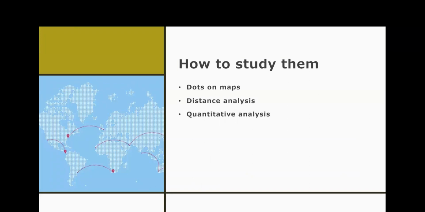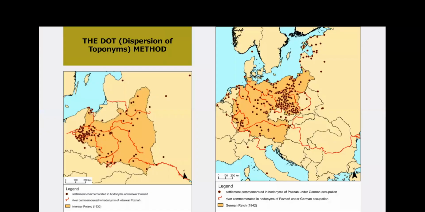What patterns can we expect to reveal? I came up with 3 ideas that I will call respectively the dot method, distance analysis, and finally quantitative analysis. I will show you first my dot analysis of Poznan. As you can see, I came up with this acronym myself, DOT. I mean DOT to stand for dispersion of toponyms.